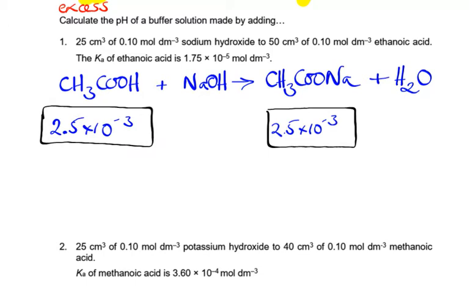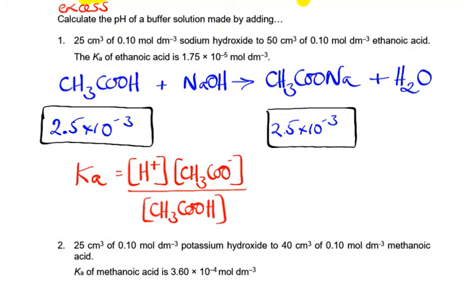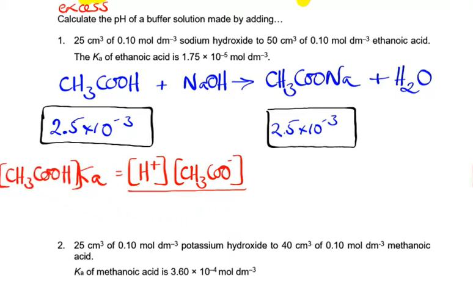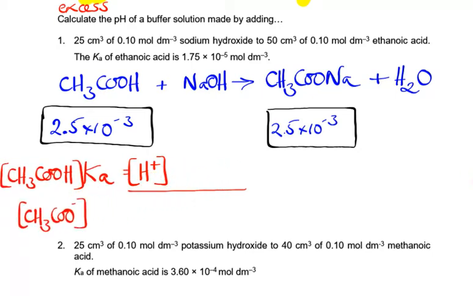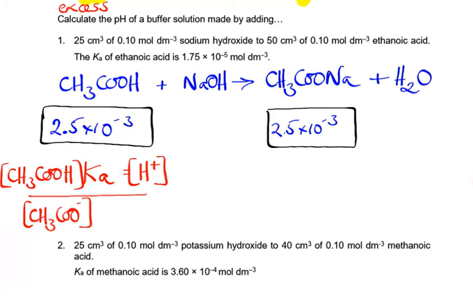So I now know the moles of ethanoic acid and of sodium ethanoate that I have in the buffer. These are moles. Remember that they share the same volume, so I can just use the moles. If you want, you can work out the concentrations, but we'll be dividing them both by the same number, so I'm just going to leave mine as moles. I'll now rearrange my Ka expression to make the hydrogen ion concentration subject. Like so.